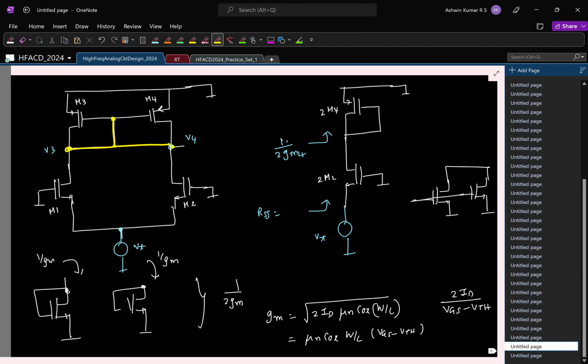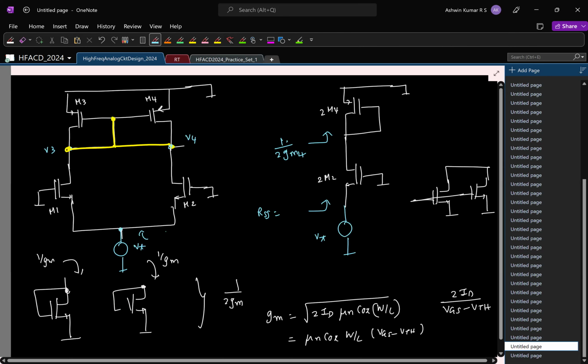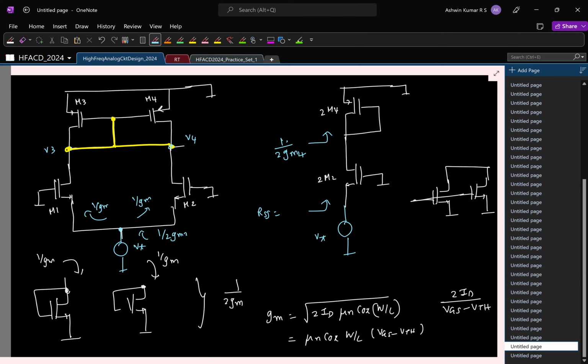So this resistance looking here is 1 by 2 GM. In fact, here you probably should have done this. Looking here is basically 1 by GM, looking here is 1 by GM, so 1 by 2 GM. That's a simpler way. GM2 comes when we calculate M2 resistance, GM2 comes in parallel with R0. No.